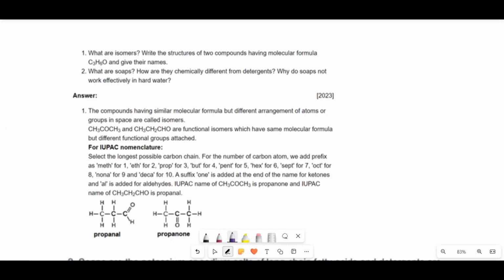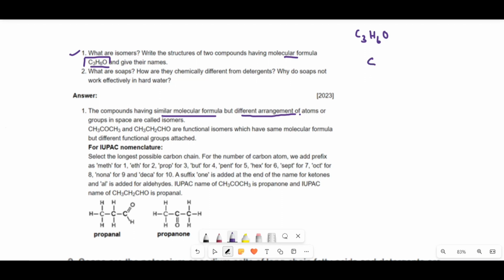So this is our third question. What are isomers? Write the structures of two compounds having molecular formula C3H6O and give their names. Okay. So isomers, you already know that they have the same molecular formula but different arrangement of atoms. They are called isomers. And for explaining this C3H6O, what are the structures of two different compounds? So you should write two different compounds by using the same molecular formula. So our formula is C3H6O.